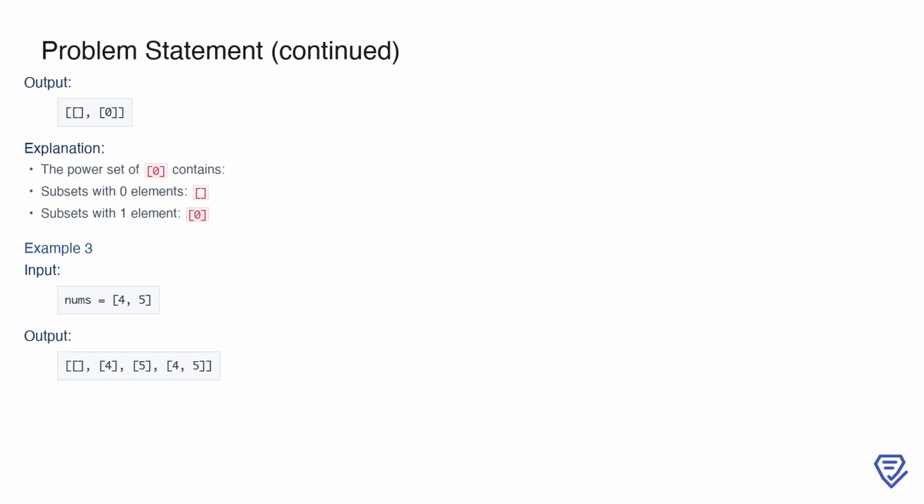In the second example, the input is a single element array, [0]. Here, the power set consists of just 2 subsets, the empty subset, and the subset containing the single element, [0]. With only one element in the input, the combinations are minimal, but the approach remains consistent. Each subset represents a different way to include or exclude elements from the input array.